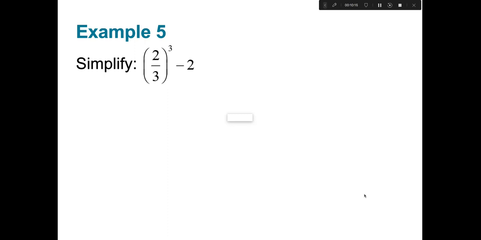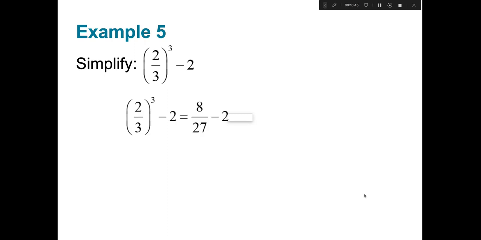Here is our next one. 2/3 to the third power minus 2. What does PEMDAS say I have to do first? Parentheses. There's nothing I can work out inside those parentheses, so next is exponents. When I have a whole fraction inside of those parentheses and then my exponent, that means I'm taking that whole fraction times itself 3 times.